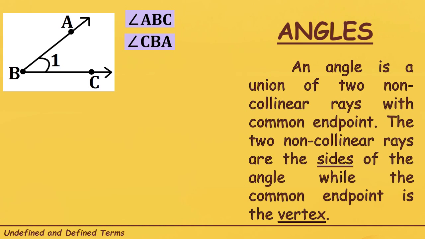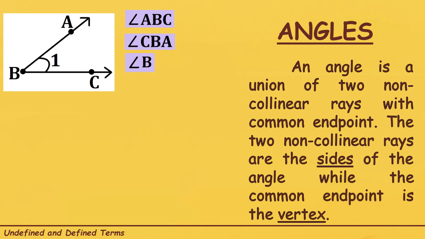Aside from that, pwede rin nating gamitin yung pinakang vertex lang as the name of the angle. Let's say, angle B. Okay, so ibig sabihin yan, pinaka-importante dito is yung vertex ng angle because that will serve as the name of the angle. Another way, okay, so this is one way, by using letters.